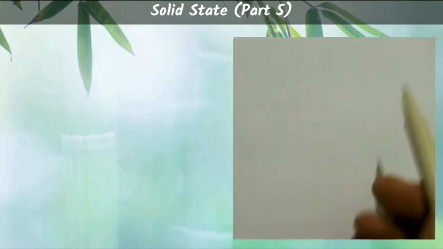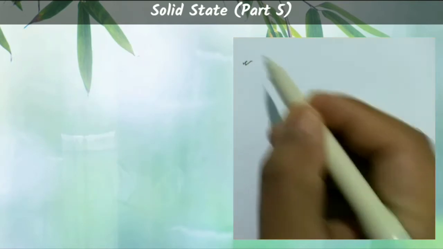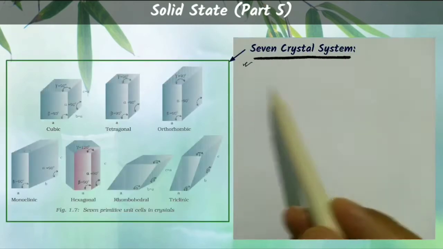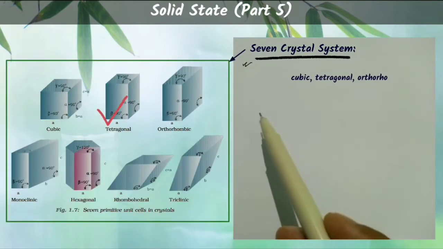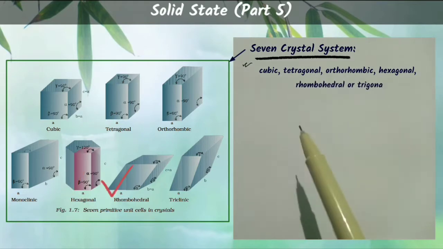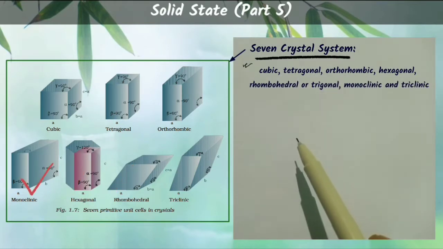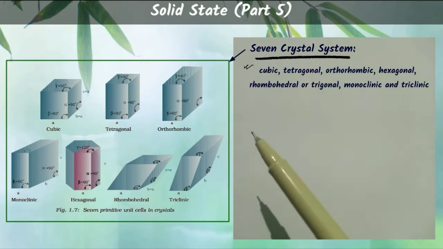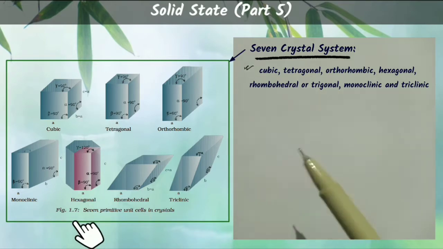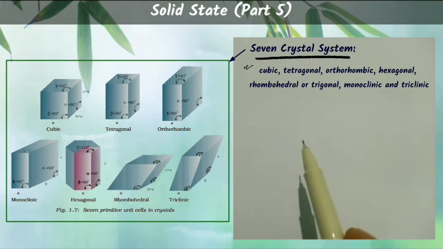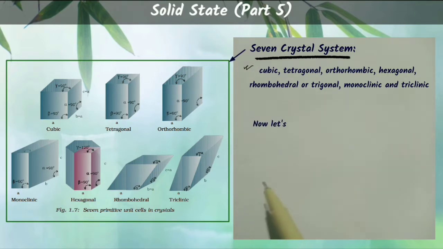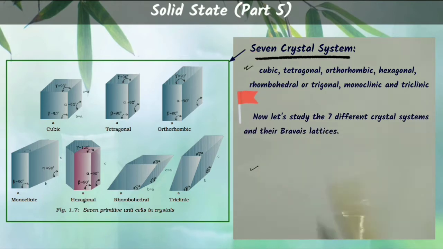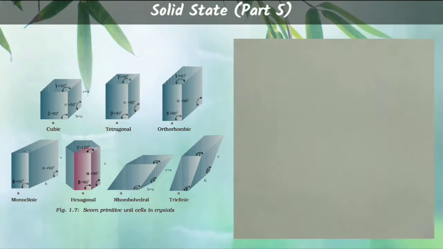Okay, so let us now find out how many Bravais lattices can be exhibited by the 7 crystal systems. We already know that the 7 crystal systems are cubic, tetragonal, orthorhombic, hexagonal, rhombohedral or trigonal, monoclinic and triclinic. The schematic diagrams of the 7 crystal systems are shown in the figure given in the presentation. Now let us discuss systematically the 7 crystal systems one by one and their possible Bravais lattices.